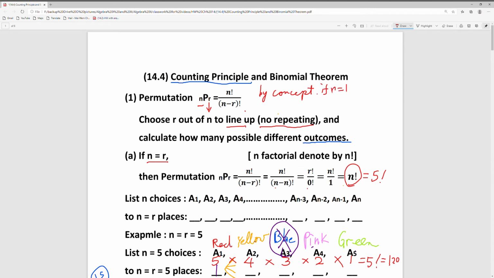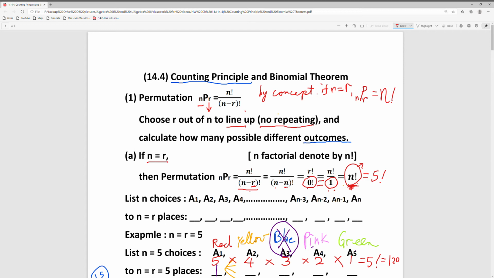If n equals r, this number needs to be n factorial. Okay. Now, if the answer needs to be n factorial, the denominator needs to be 1. If you follow the formula, n minus r, and r equals n, so this 0 factorial needs to be 1, because by the concept, if you choose all of them and then line up, the answer needs to be n factorial. Therefore, 0 factorial equals 1.